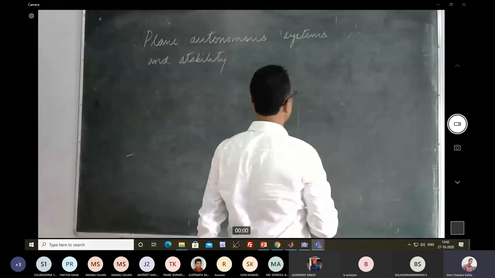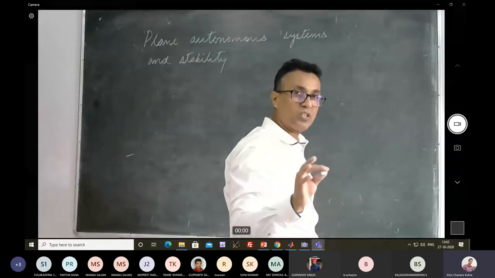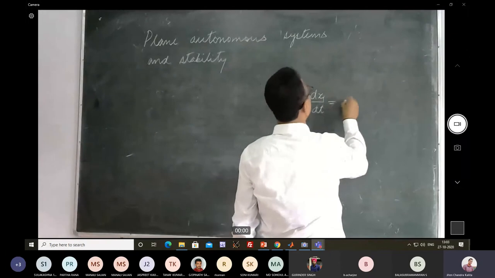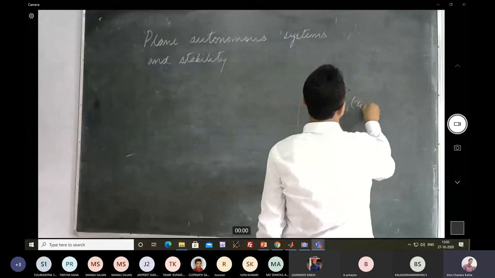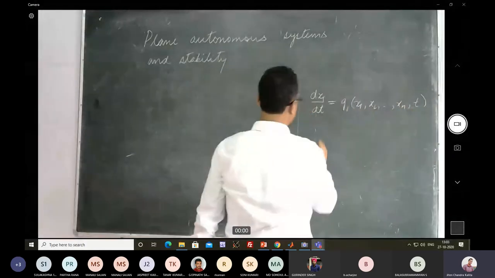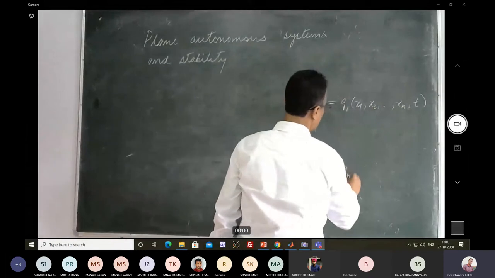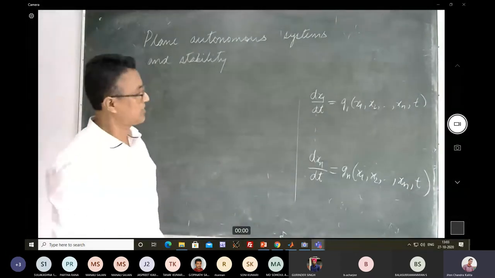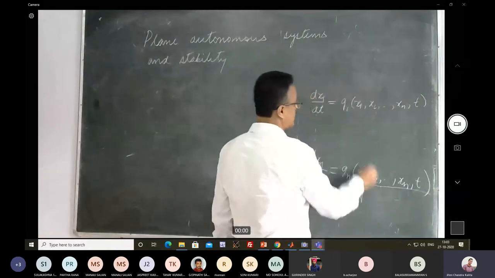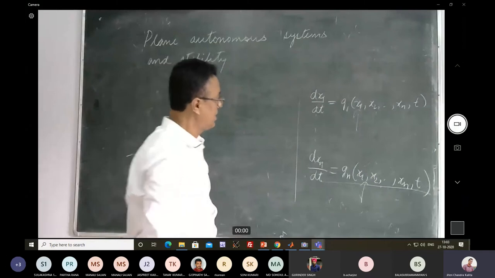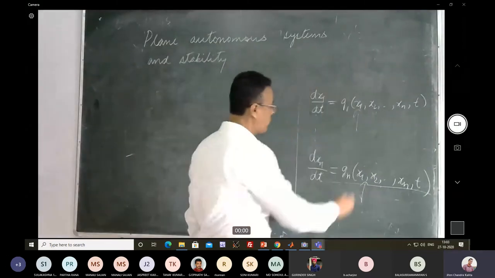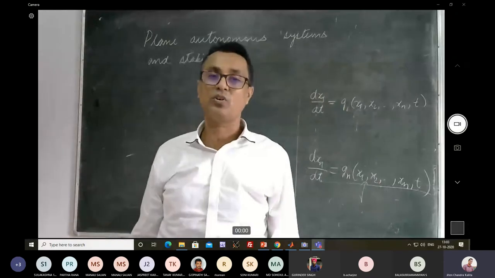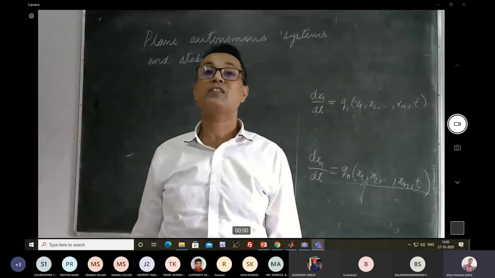Suppose I consider a system of first order differential equations in n dependent variables. So suppose it is something like this, dx1/dt equals g1(x1, x2, up to xn), and then dxn/dt equals gn(x1, x2, up to xn). So now, what is an autonomous system? Here, if you look at the right-hand side, for the time being, obviously, since we don't know anything about what these expressions actually look like, because these expressions are nothing but functions of the dependent variables, we are going to assume that they are a system of n nonlinear differential equations.